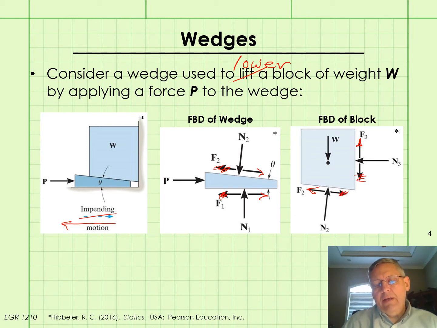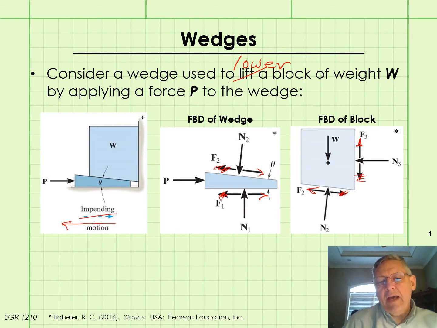And depending on the angle theta and the coefficients of static friction, there may be a force P required to hold the wedge in place. In other words, without P being applied, the wedge would slip out due to the weight of the block. So in this case, you would find that P is acting to the right to hold the block in place.